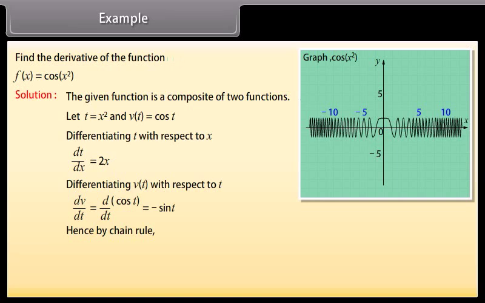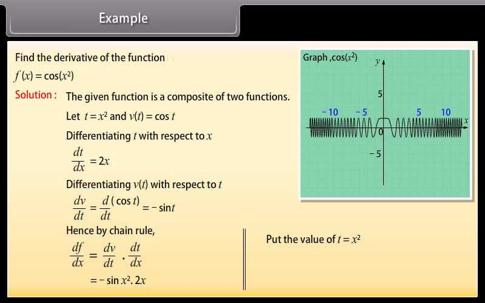Hence, by chain rule, d by dx of f is equal to d by dt of v into d by dx of t is equal to minus sin x square into 2x. Put the value of t is equal to x square. It is equal to minus sin x square into 2x, which is equal to minus 2x into sin x square.